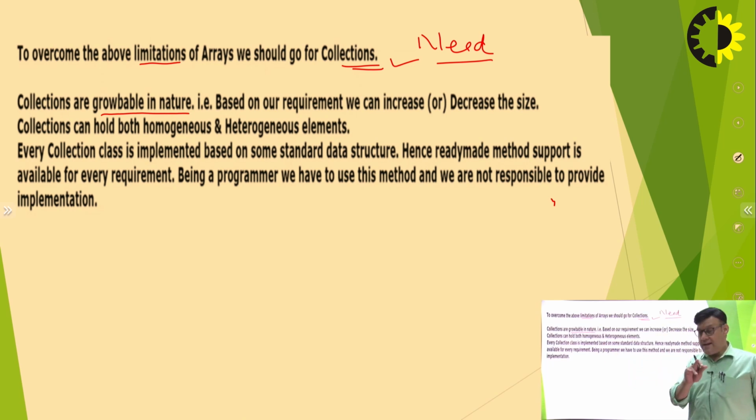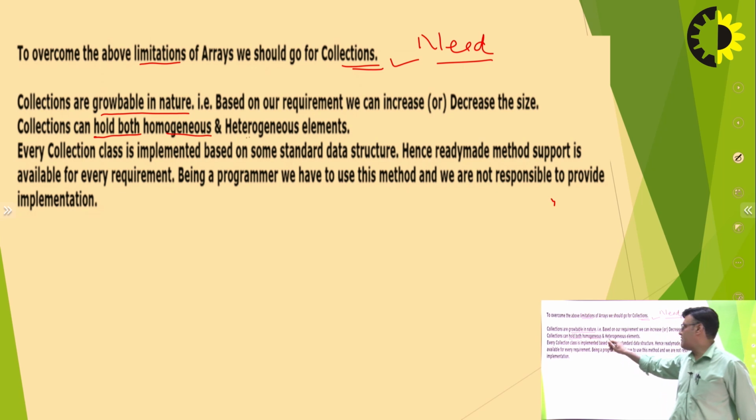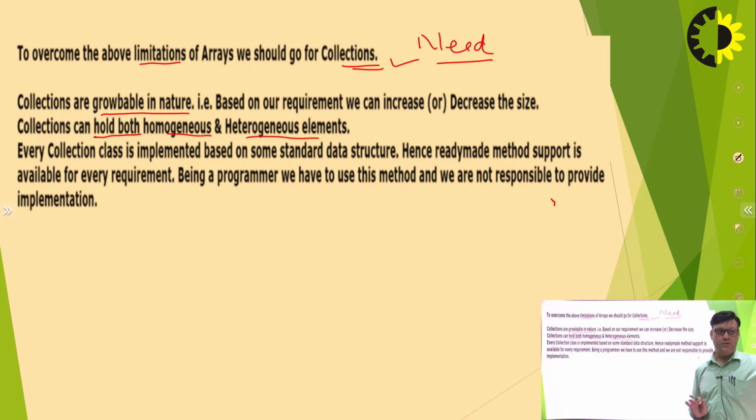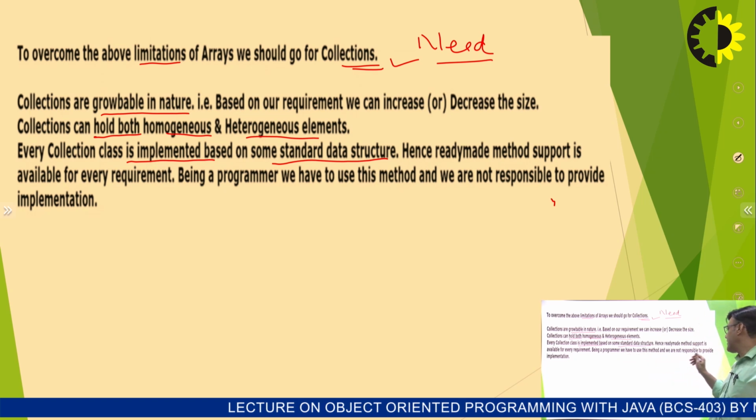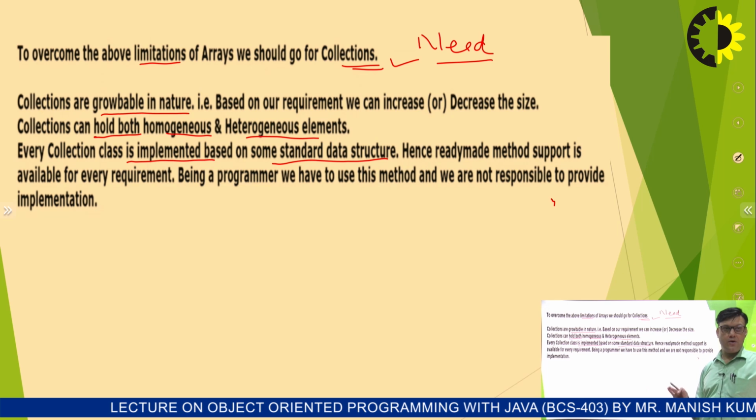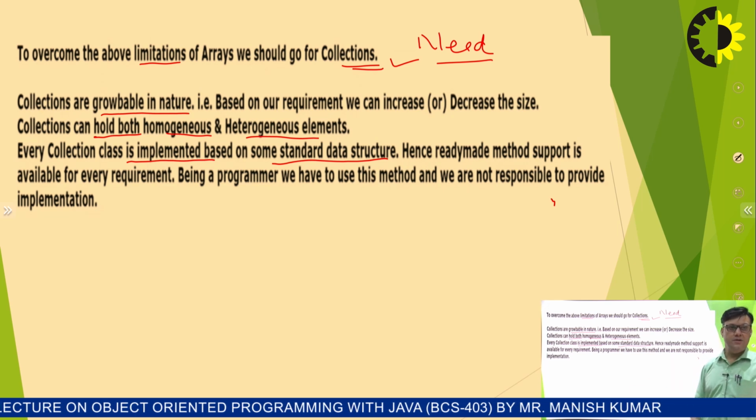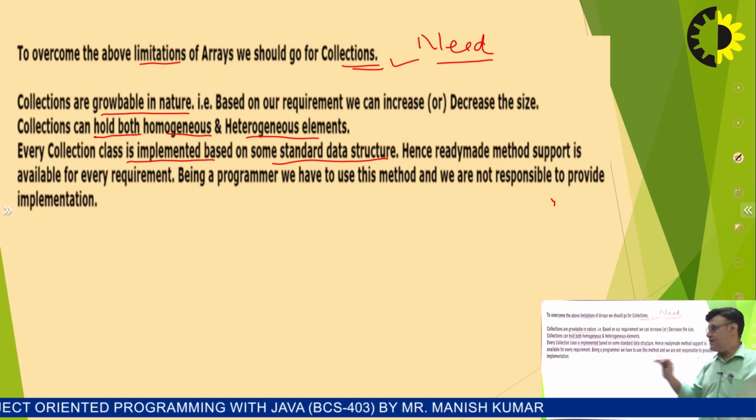Okay. Array holds only homogeneous elements, whereas collection can hold both homogeneous as well as heterogeneous elements. Array does not support any standard data structure, but collection does. It is based on some standard data structure. What does it mean? It means ready-made method support is there. Being a programmer, we have to use these methods, and we are not responsible for providing the implementation. We can use these ready-made methods. So I think you can understand the need for these collections.